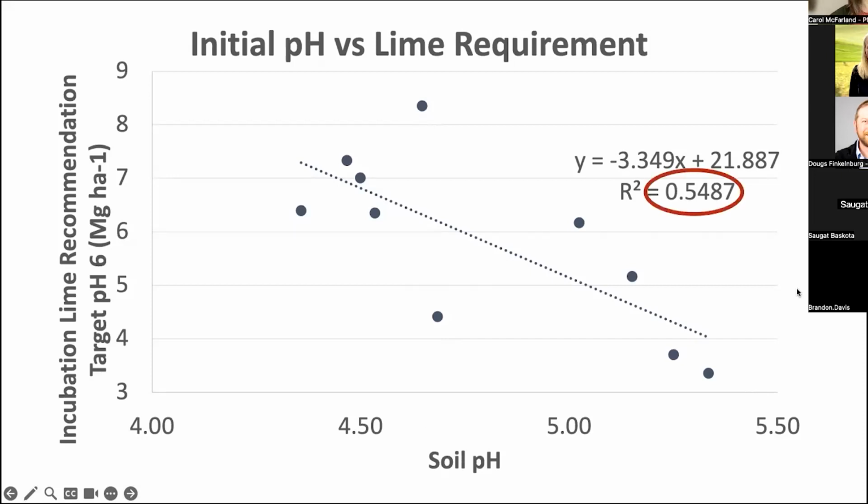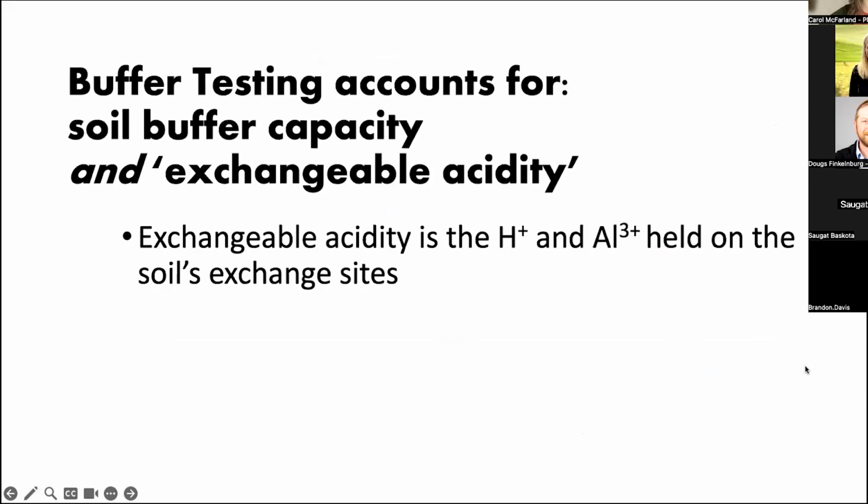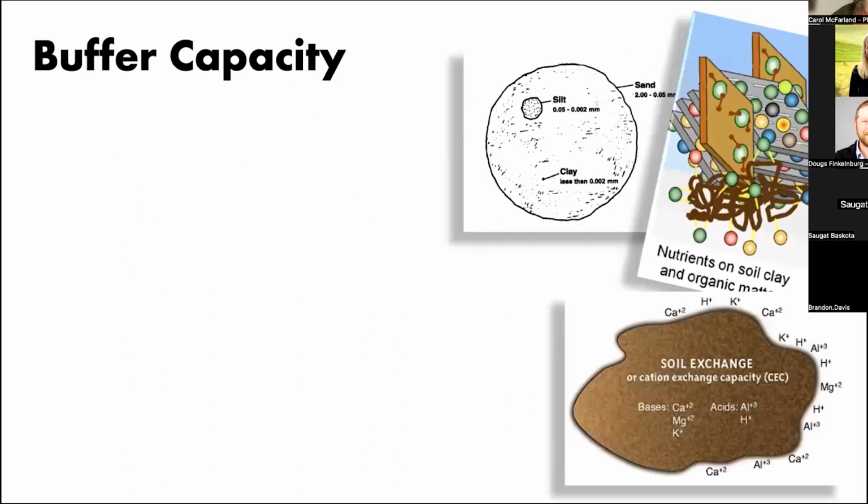So that's because buffer testing, the soil test specifically, buffer testing accounts for the soil buffer capacity and exchangeable acidity that is present in the soil. Exchangeable acidity is the hydrogen and aluminum that is held on the soil exchange sites. So hopefully this is sounding a little bit familiar, again, from the previous talk. We're building on that.